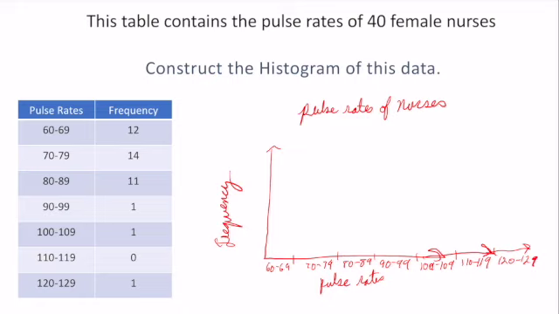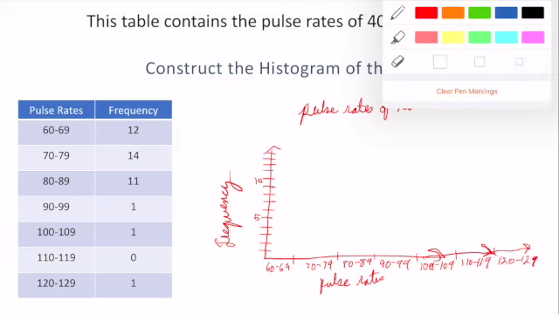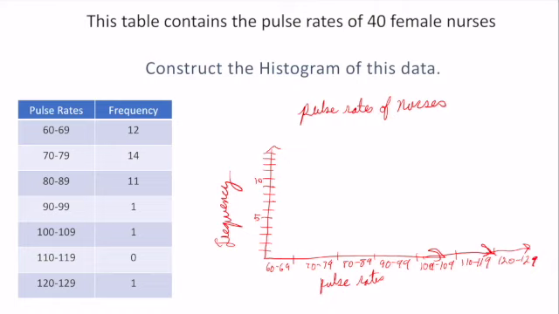And then we need our frequencies. So 1, 2, 3, 4, 5, 6, 7, 8, 9, 10, 11, 12, 13, 14. There we go. So why don't we go ahead and make this graph. I'm going to graph them in. Let's pick a different color. Blue.